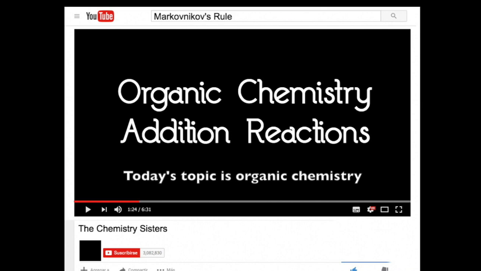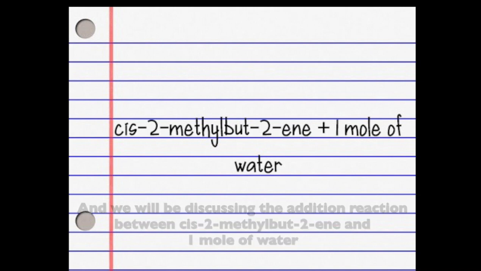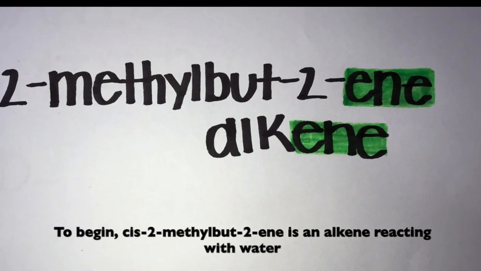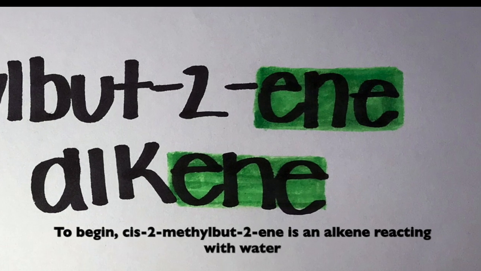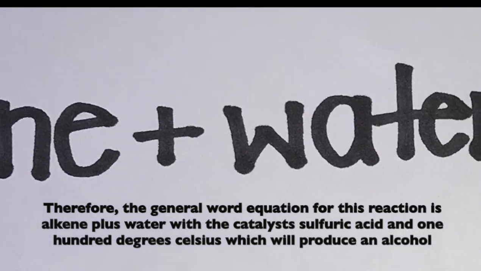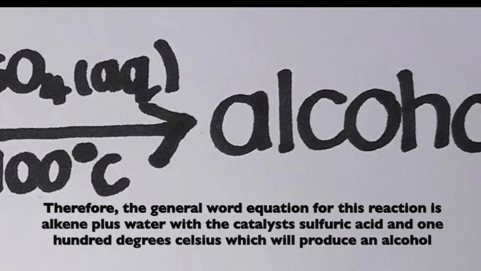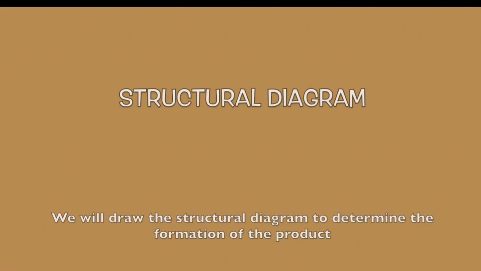Today's topic is organic chemistry, and we will be discussing the addition reaction between cis-2-methyl-butene and 1 mole of water. To begin, cis-2-methyl-butene is an alkene reacting with water. Therefore, the general word equation for this reaction is alkene plus water with the catalyst sulfuric acid at 100 degrees Celsius, which will produce an alcohol. We will draw the structural diagram to determine the formation of the product.